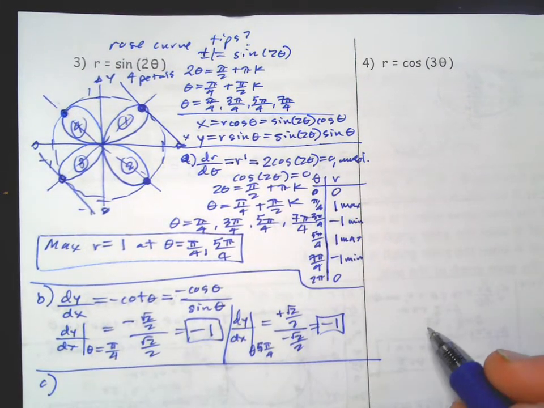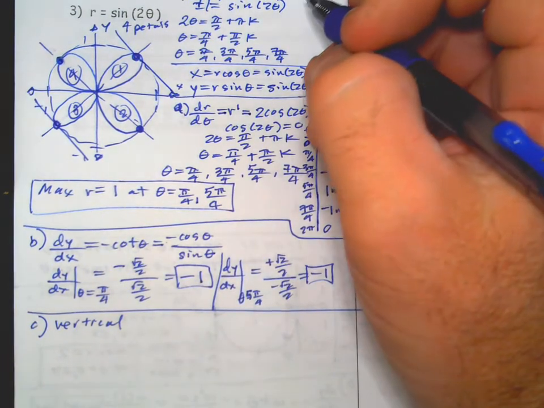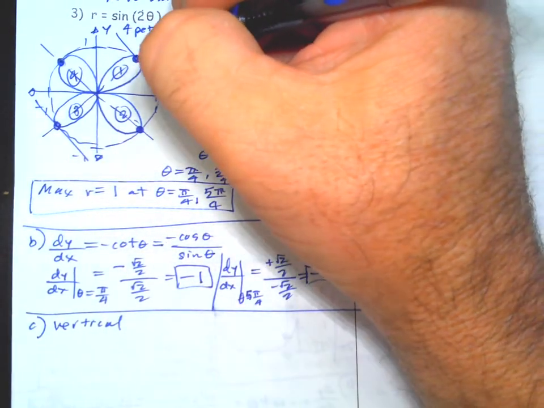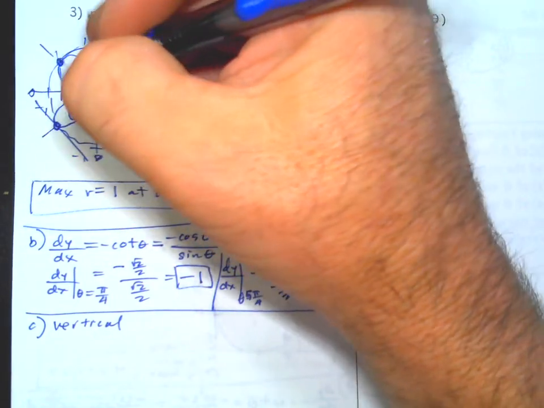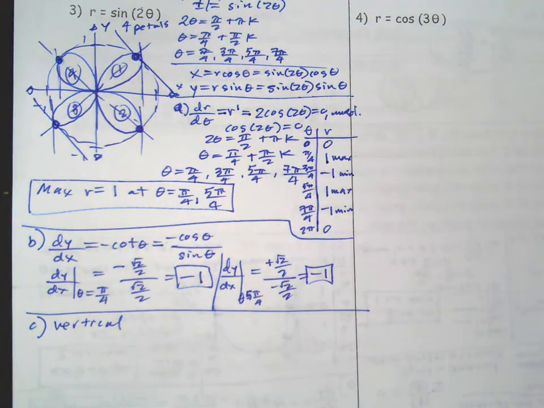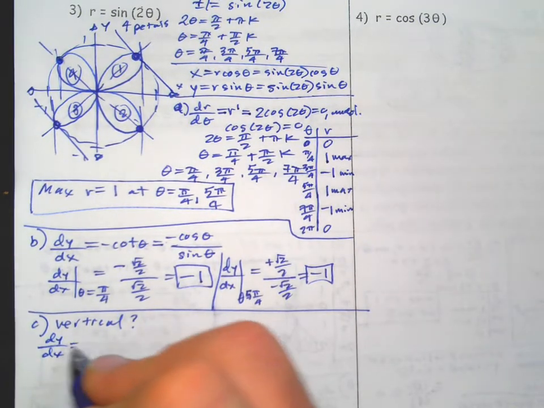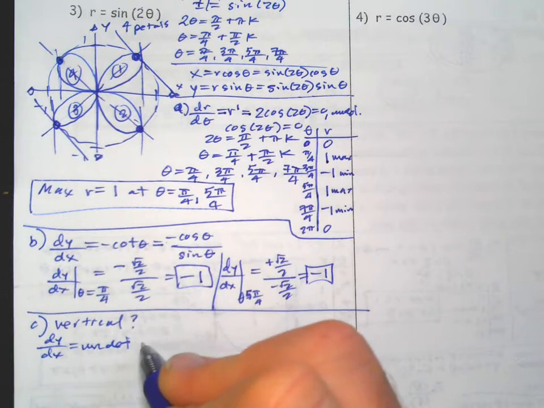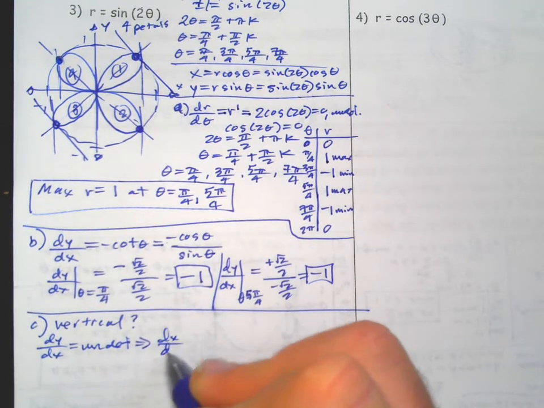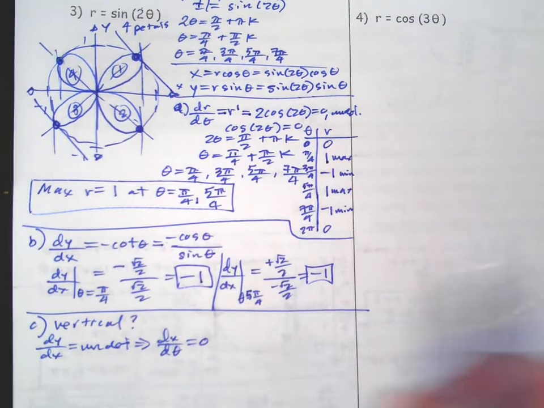C, we're looking for vertical tangents, right? So vertical tangents, looks like there's got to be one somewhere around here, maybe here, maybe here, maybe here, and probably in the middle several times. So I'm thinking there's going to be a bunch. So it's going to be dy/dx equals undefined, which means that dx/d theta equals 0. And we might get some interesting things, we'll see.